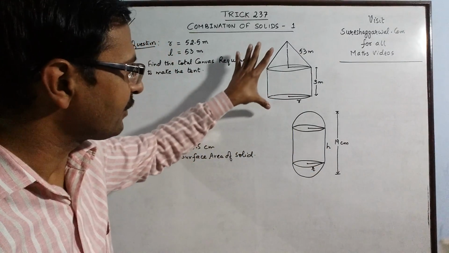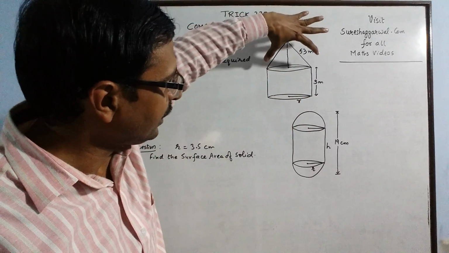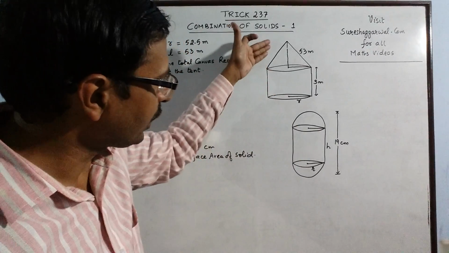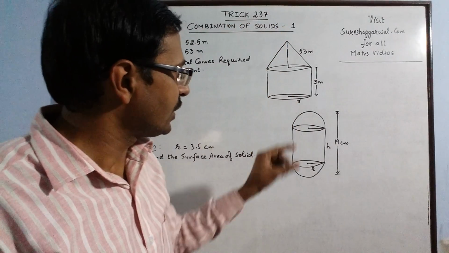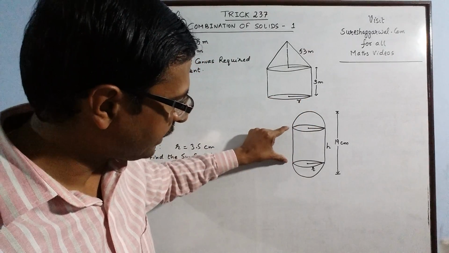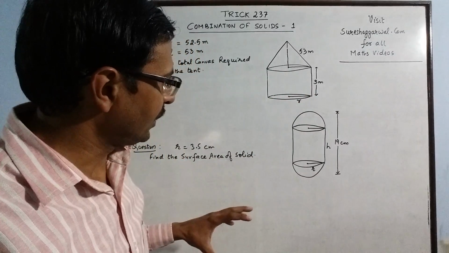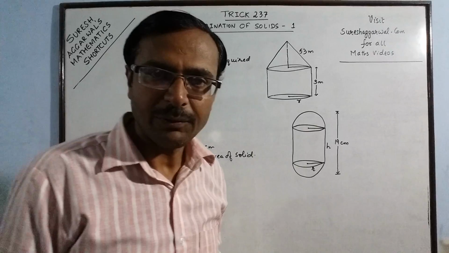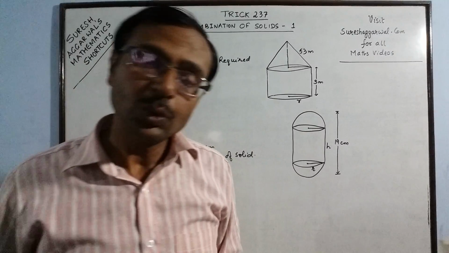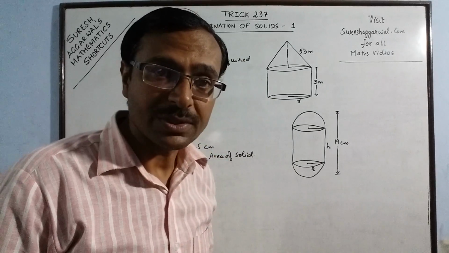As you can see in the first question, there is a cylinder surmounted by a cone. So a cone and a cylinder are joined together, and in the second question we have a cylinder in the middle and on both sides we have a hemisphere. Whenever you have these kinds of questions wherein some solids are joined together, you just need to understand how to go about solving them.